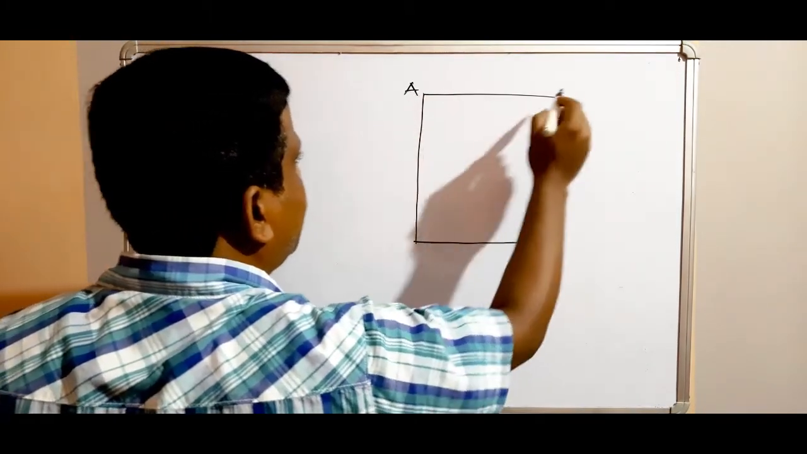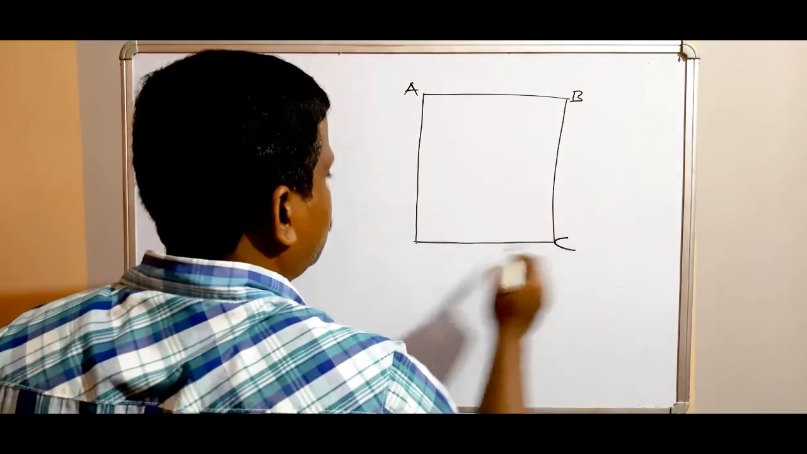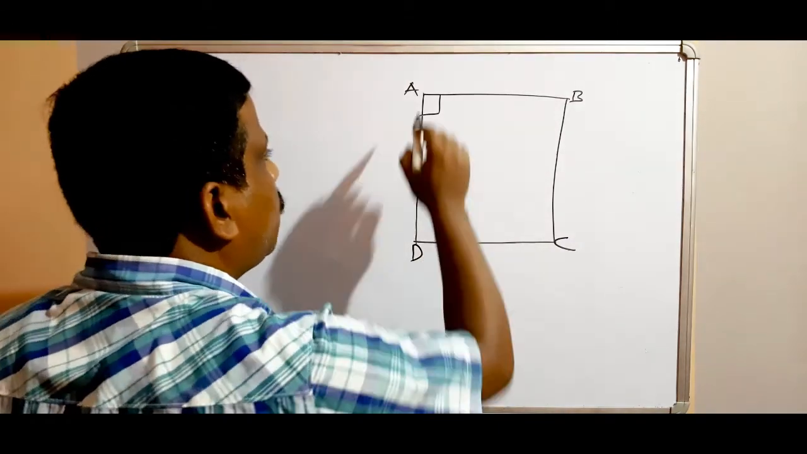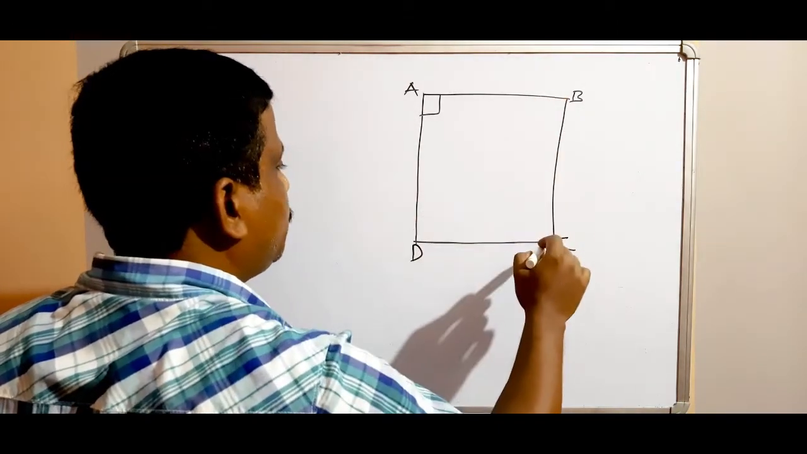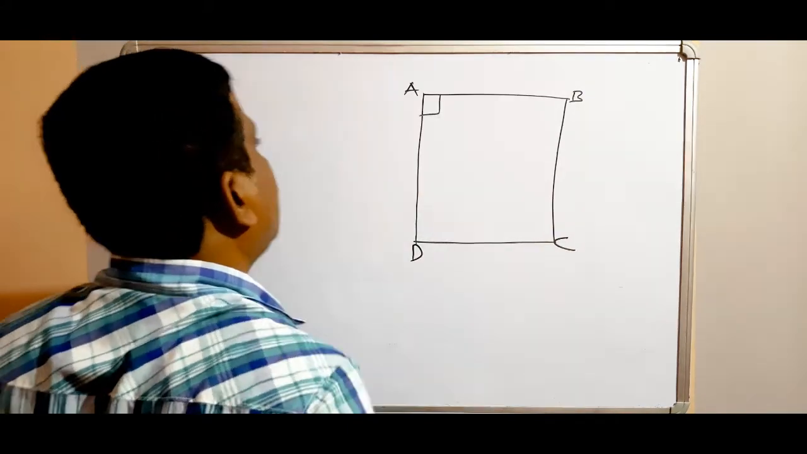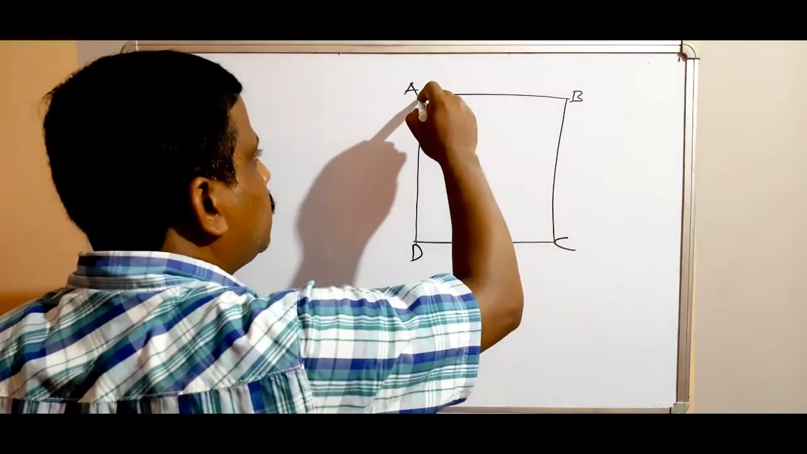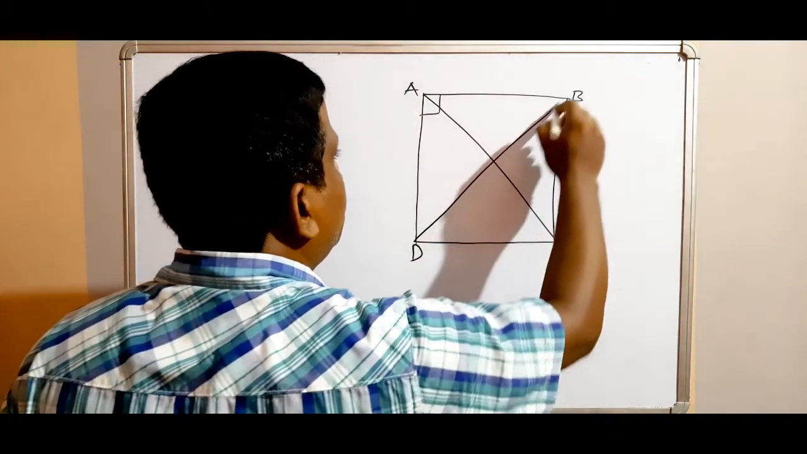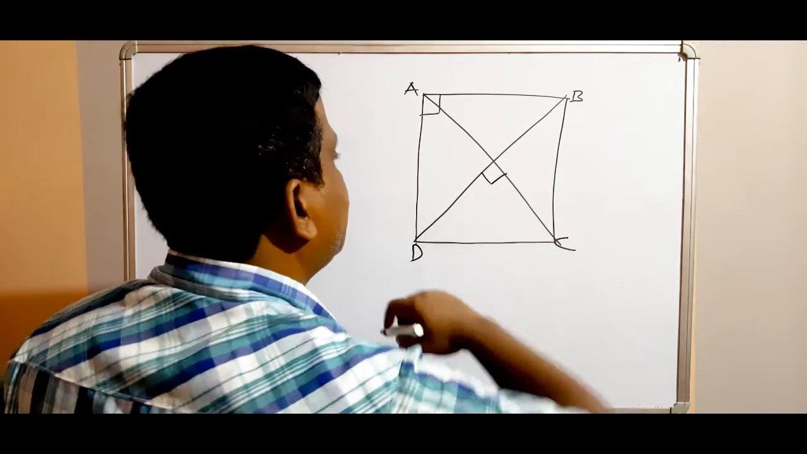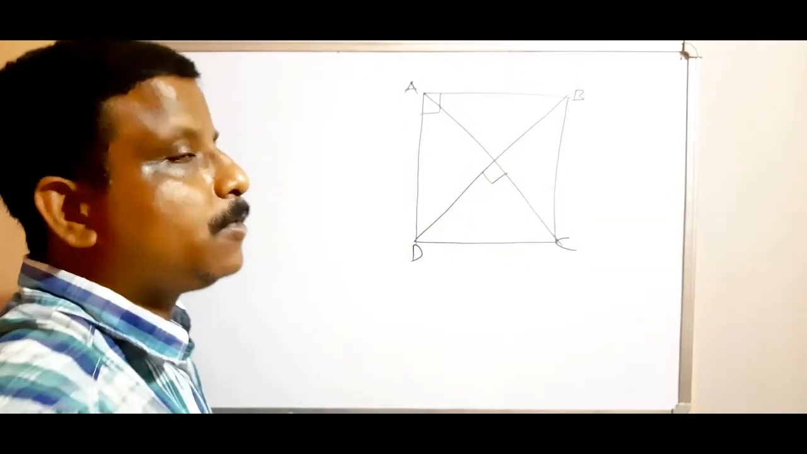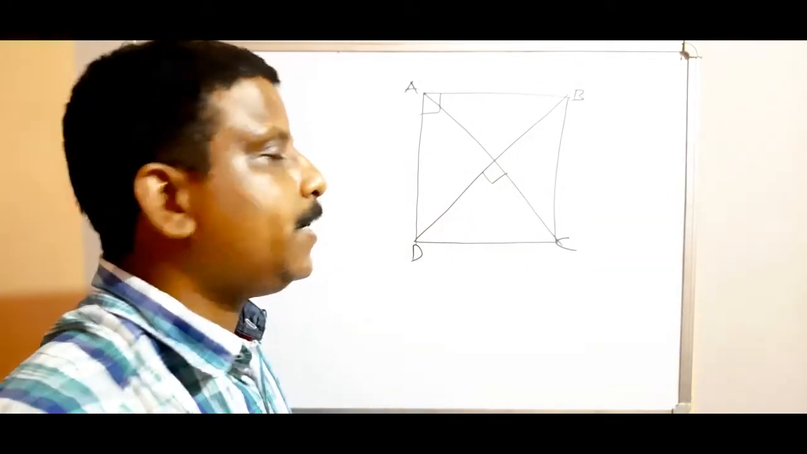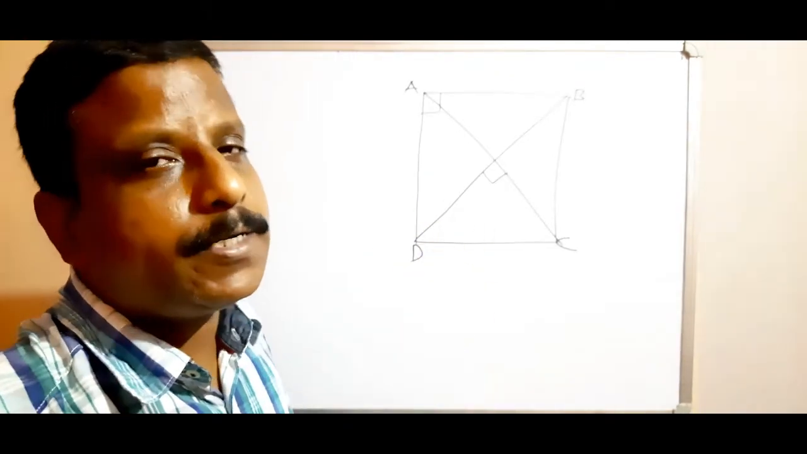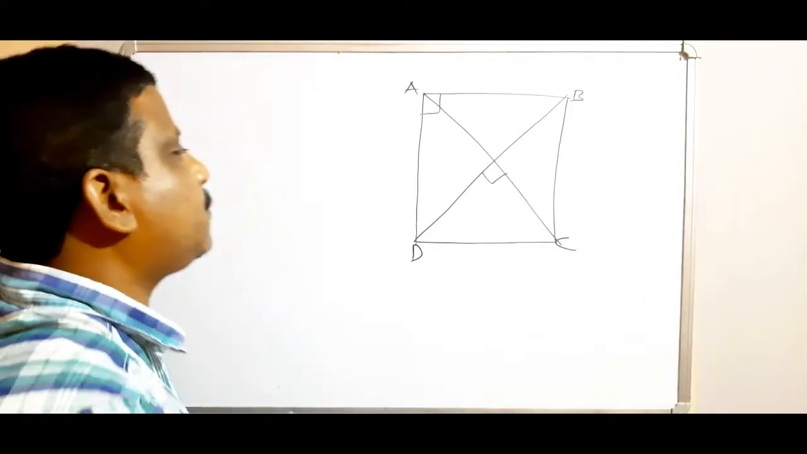Suppose A, B, C, D. Each angle is 90 degrees and all sides are equal. AB is equal to BC is equal to CD is equal to AD. And in a square, the diagonals are equal like a rectangle and intersect each other at 90 degrees. But in a rhombus, the diagonals are not equal, they only intersect each other at 90 degrees. But in a square, the diagonals are equal and intersect each other at 90 degrees.